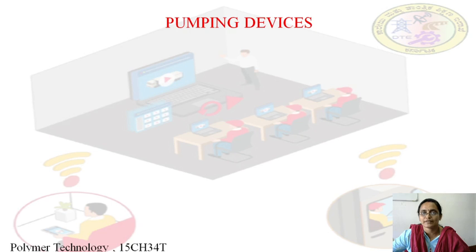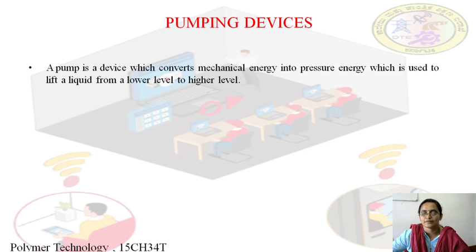Next, we come to pumping devices. So what is a pump? A pump is a device which converts mechanical energy into pressure energy, and it is used to lift a liquid from lower level to higher level. So it basically uses mechanical energy to create a change in pressure energy, and using this pressure energy change, it is used to pump a liquid from lower level to higher level. In chemical engineering and industries, it is used to handle liquids, solutions or slurries.